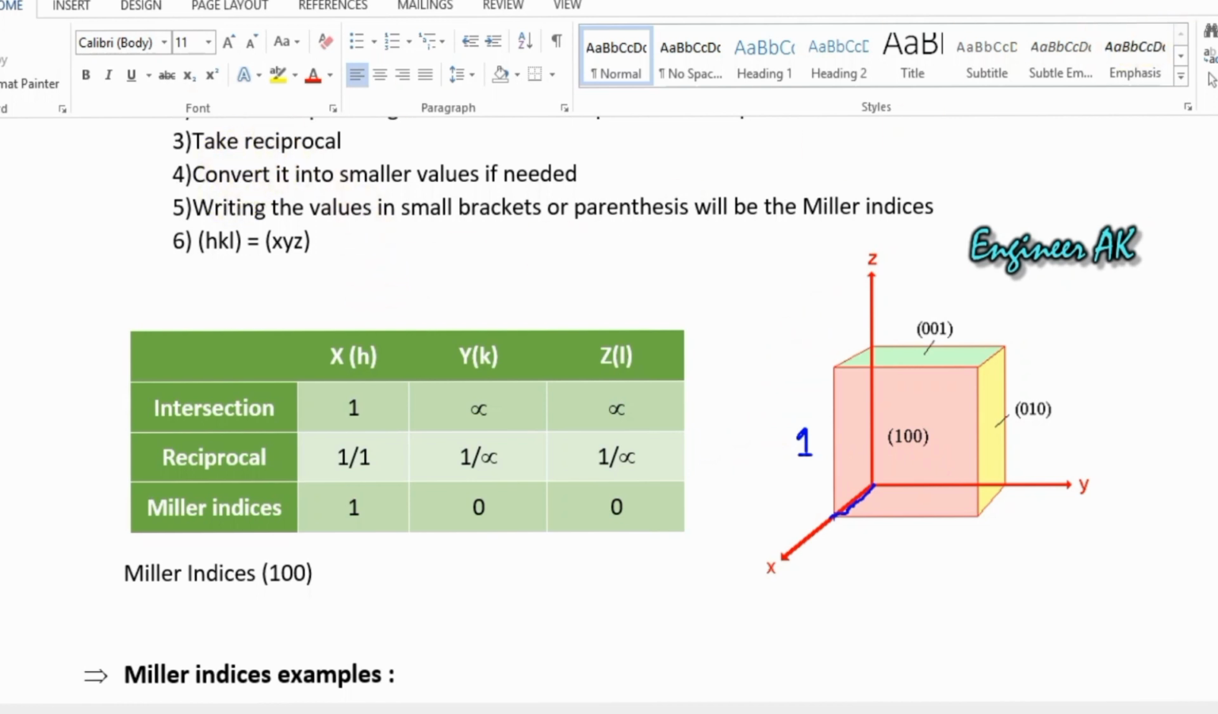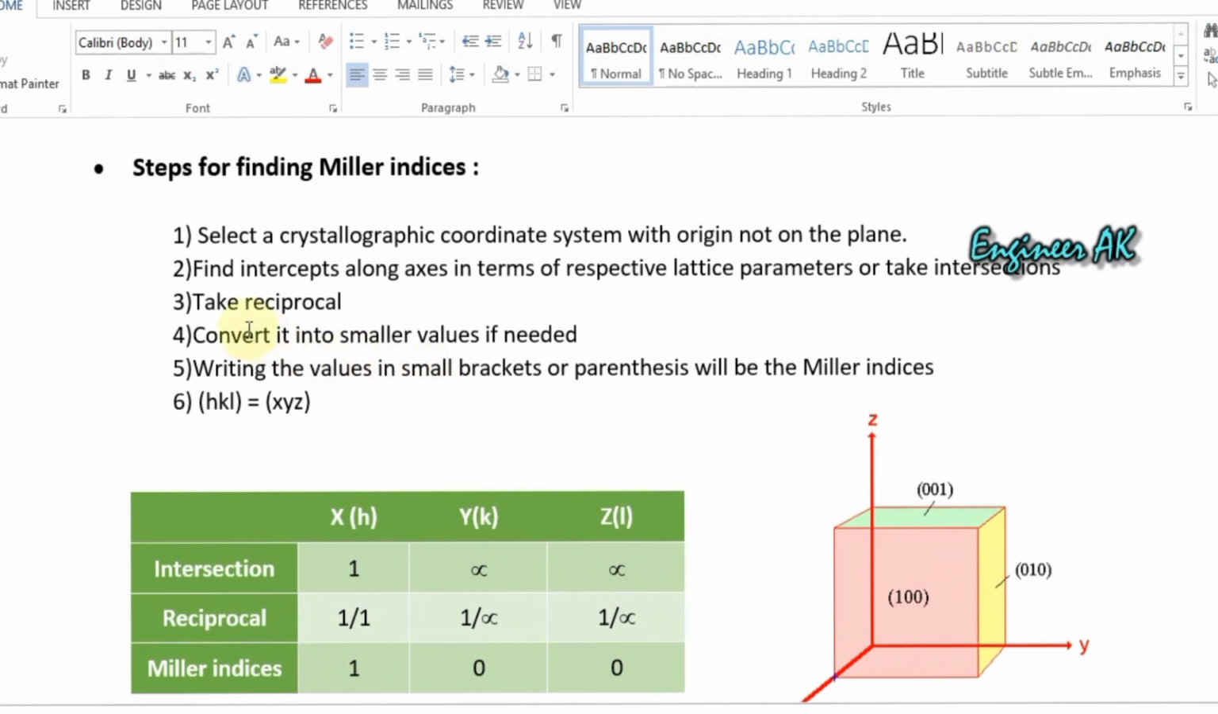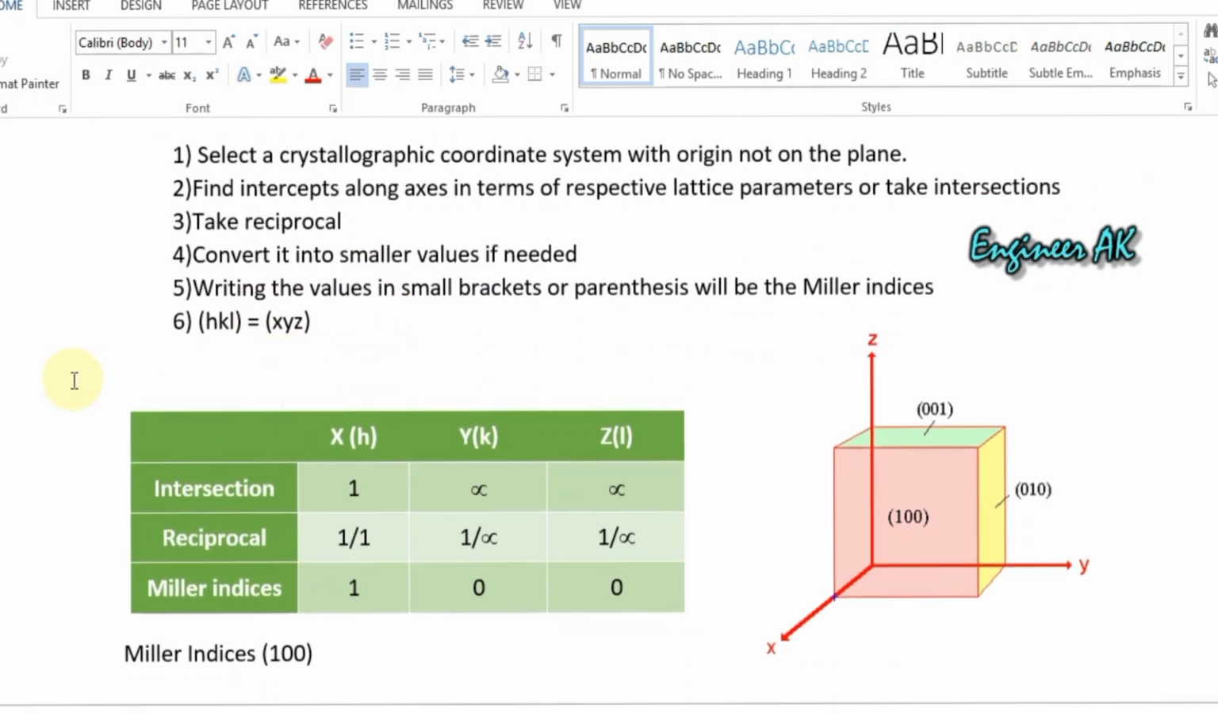So you have to find the intersection. Then after finding the value, you have to take the reciprocal of it, right? And convert into the smaller value if needed. Like for example, if the Miller indices come out as 222, you have to convert it to the least value, so you can divide all those by 2, and it will give 111, right? Writing the value in small brackets or parentheses will be the Miller indices. So that's the way you find the Miller indices.